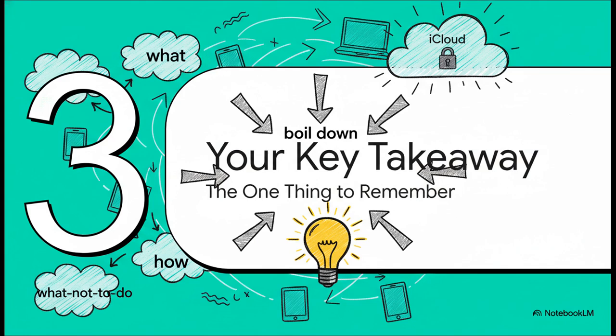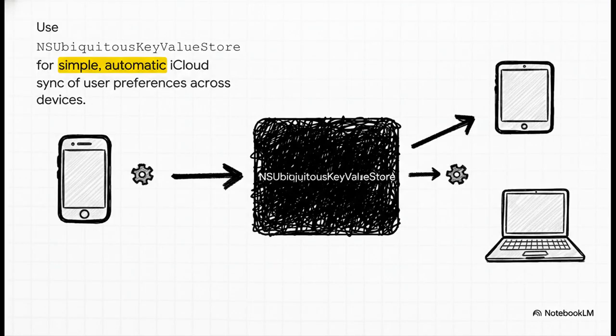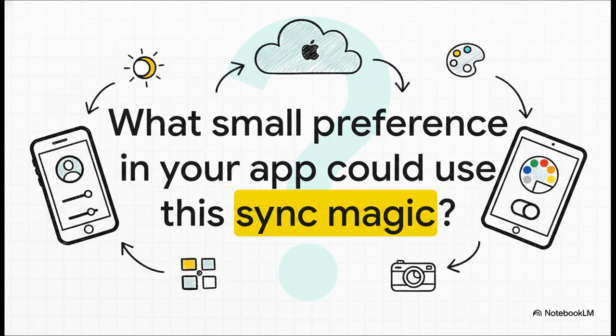All right, so we've covered the what's, the how, and the what not to do. So let's just boil all of this down to the one single thing, the key takeaway you should remember from this whole explainer. And here it is. Whenever you need a simple, almost set it and forget it way to automatically sync your users' preferences across all their devices, NSUbiquitousKeyValueStore is the perfect tool for the job. It's built right in, it's easy to use, and it works incredibly well for the very specific thing it was designed for.